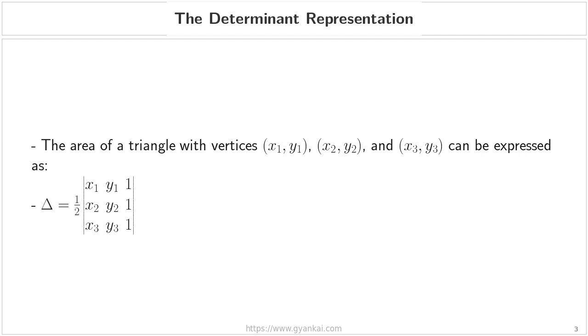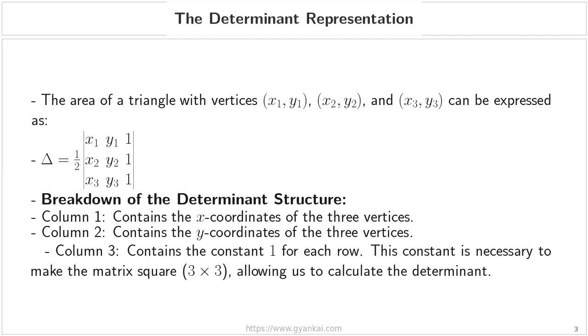The determinant representation. If we have a triangle with 3 vertices, which we'll call x sub 1, y sub 1, x sub 2, y sub 2, and x sub 3, y sub 3, we can express the area, which we'll denote by the Greek letter delta, as 1/2 times the determinant of a 3x3 matrix. Now you might be wondering how we get from 2-dimensional coordinates to a 3x3 structure. Let's break down this determinant structure together.